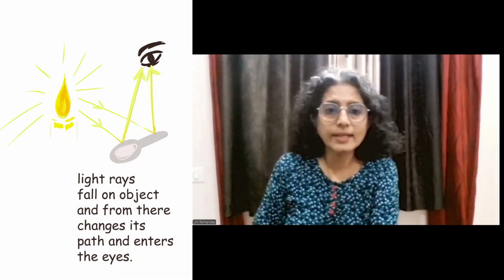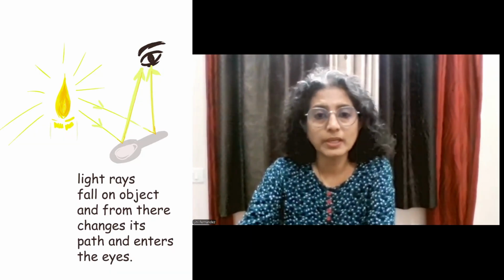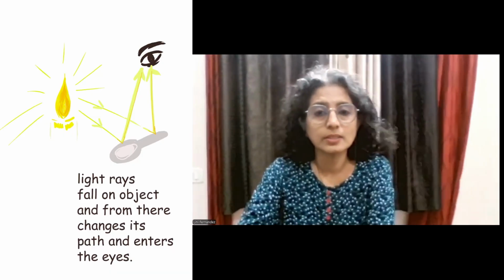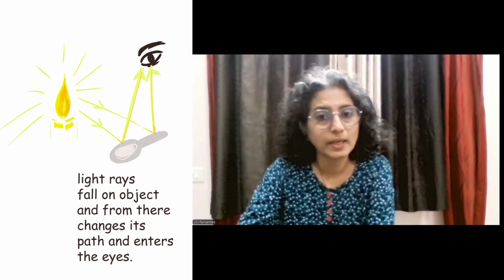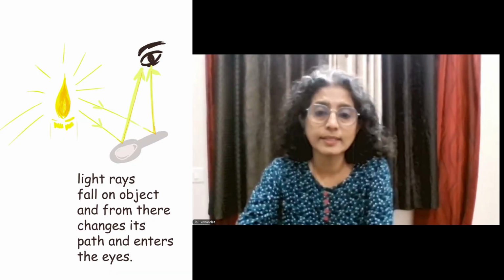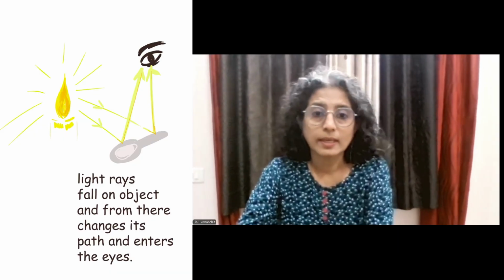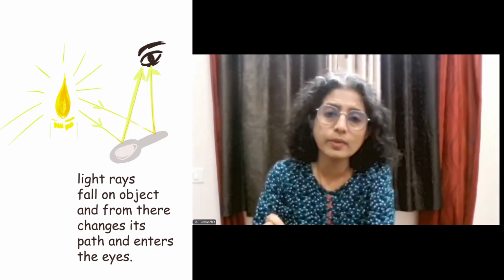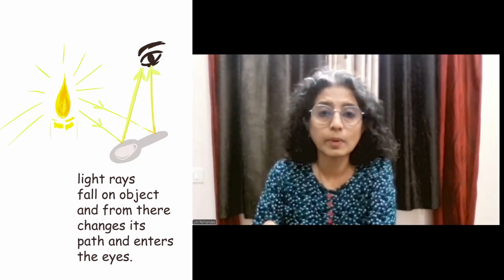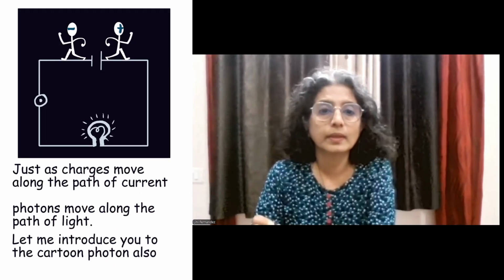Now, do you see the light rays fall on the object and from there change their path and enter the eyes? Can you see the rays changing their path? First, the light rays go and hit the object. Then they enter the eyes. I'm trying to make you understand why we are going to learn about the light rays.